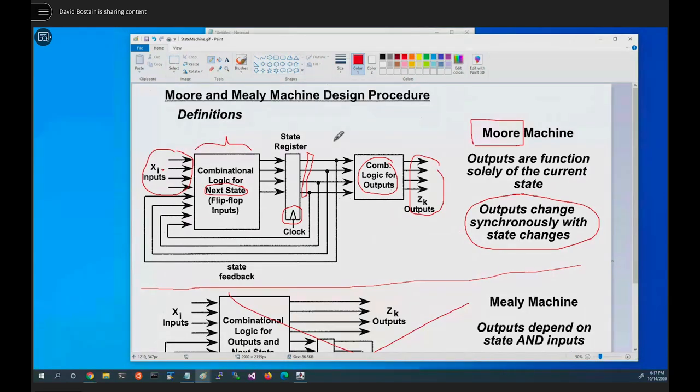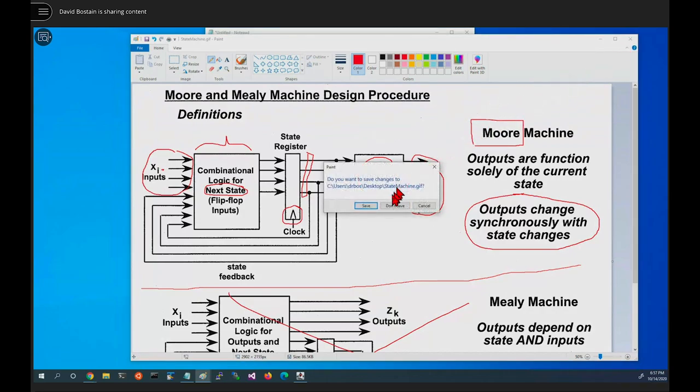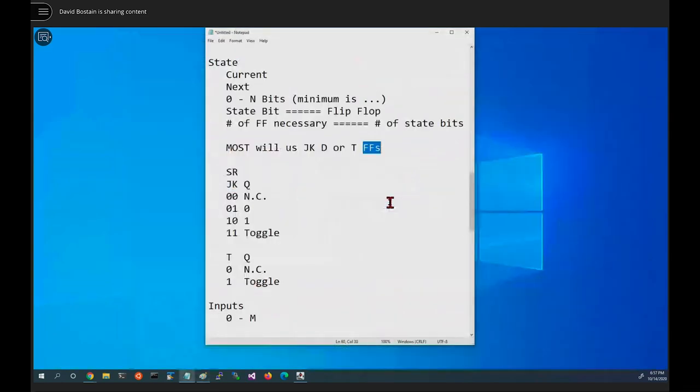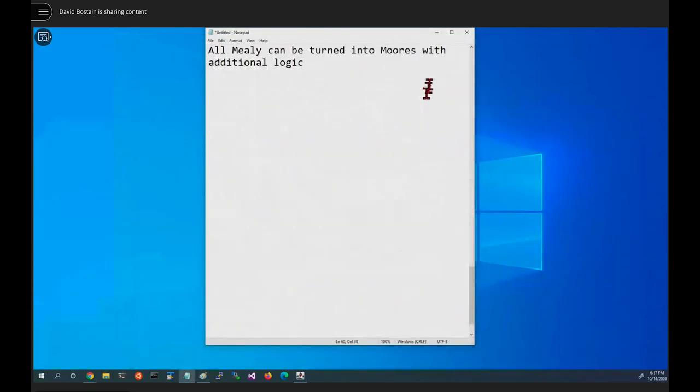Okay, so let us now actually talk about how we would draw one. I'll close this so it's not in my way. I'll keep this around because I might need it later.